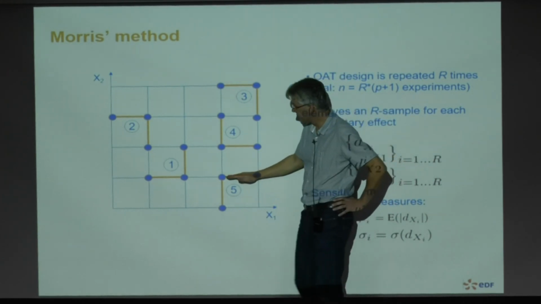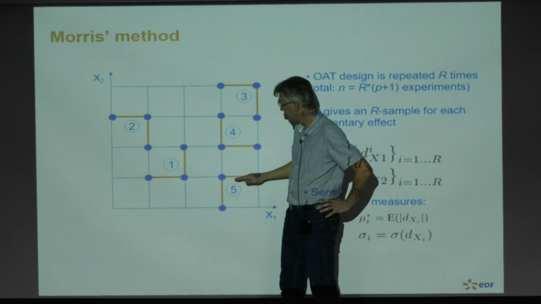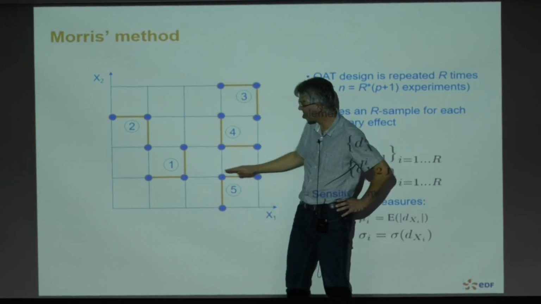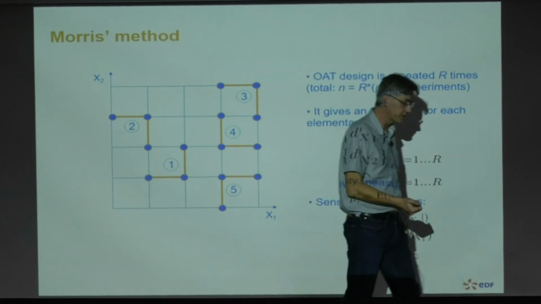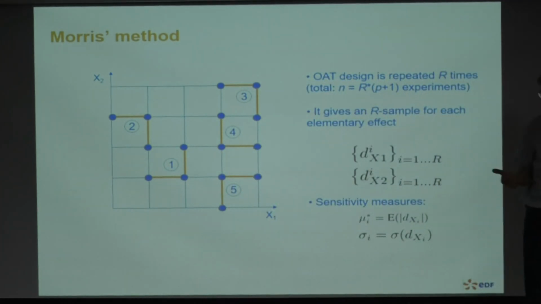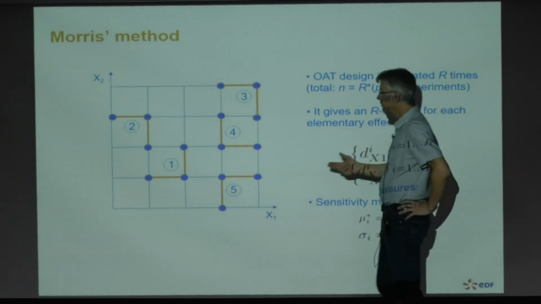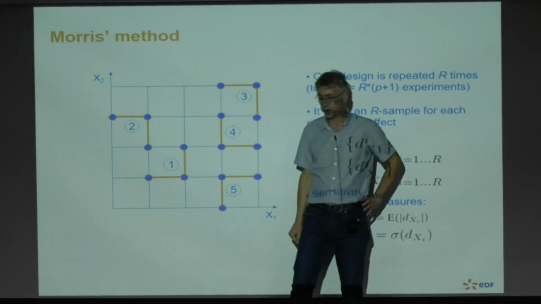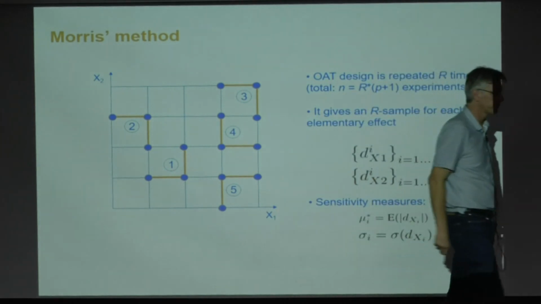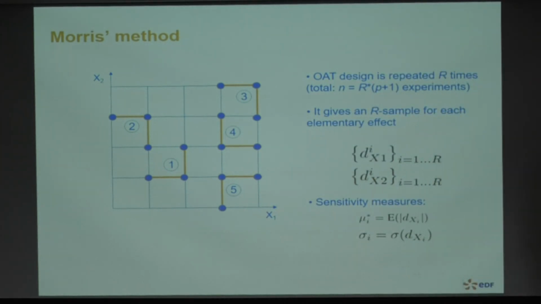Otherwise, if this and this are different, so you see this and this have the same value of x2, if it is different, it means that x1 has a nonlinear effect because these finite differences are not constant. Is it clear?